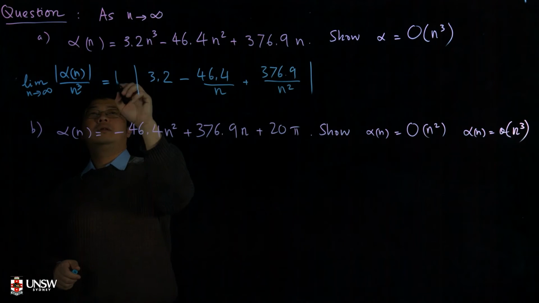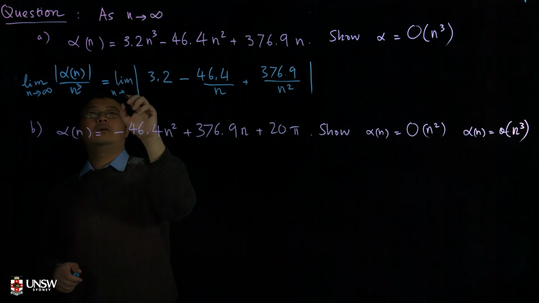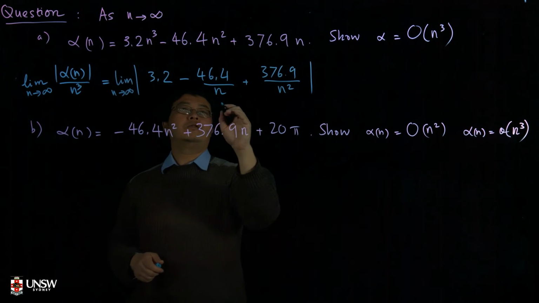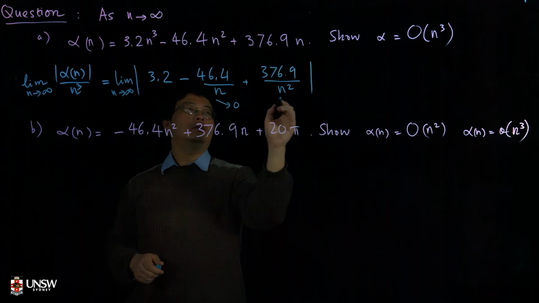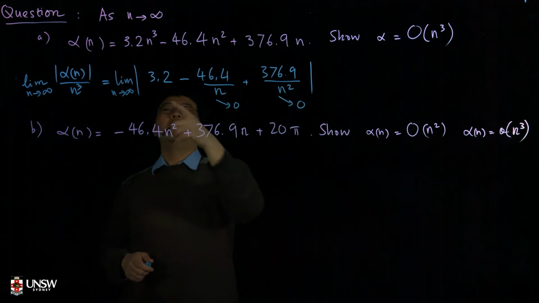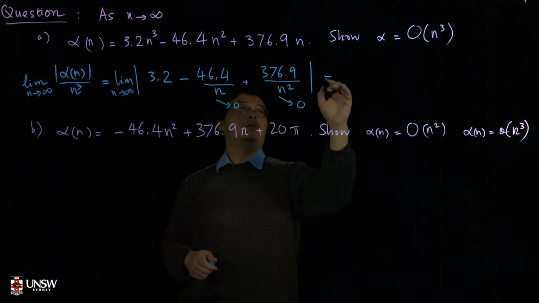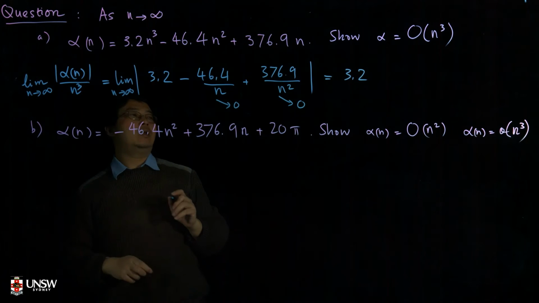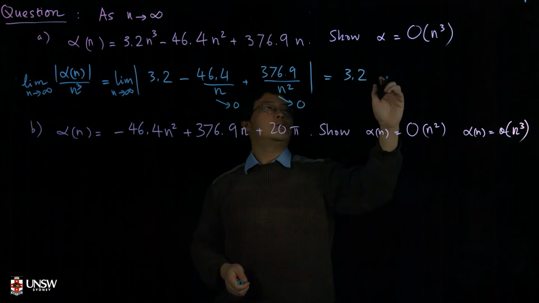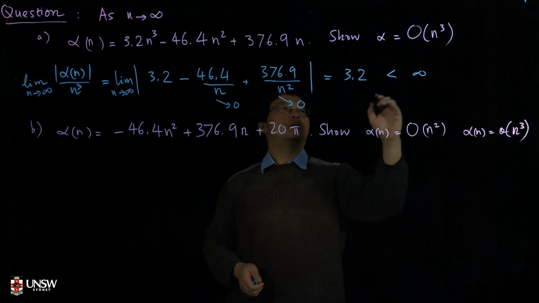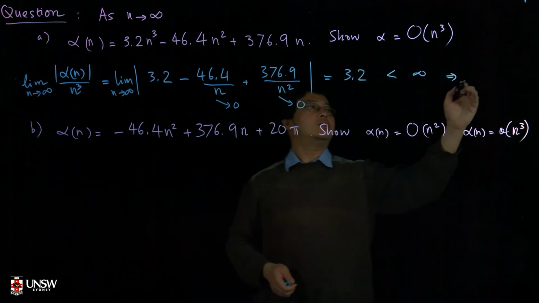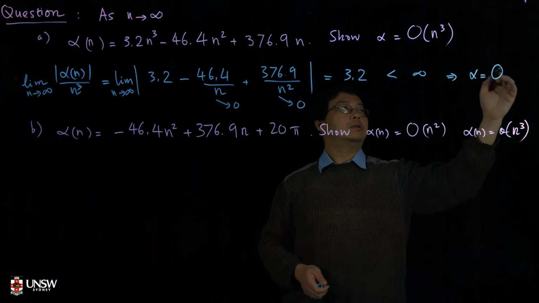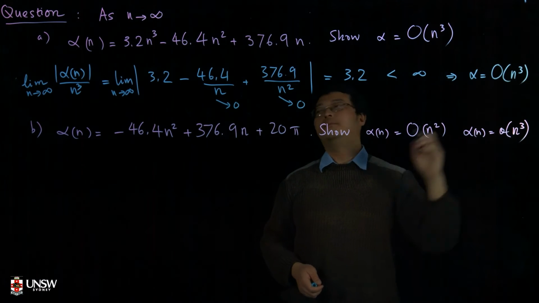And now you take the limit as n goes to infinity. So as n goes to infinity, this one goes to 0, this goes to 0, so only this one remains. So this one will be 3.2. So you see the limit of alpha n over n cubed is a finite positive number, and therefore by definition alpha is just big O of n cubed.